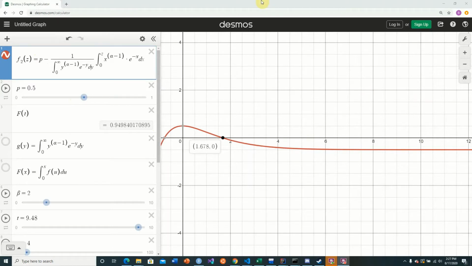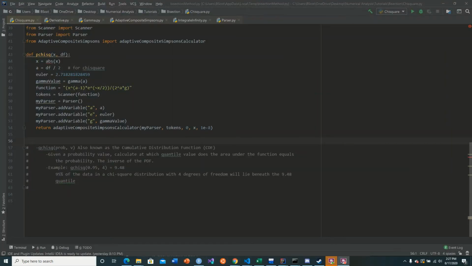So now let's actually implement this in Python. We'll say define function, def q-chi-squared, our probability, and degrees of freedom. First, we need to check to see if our probability is between 0 and 1.